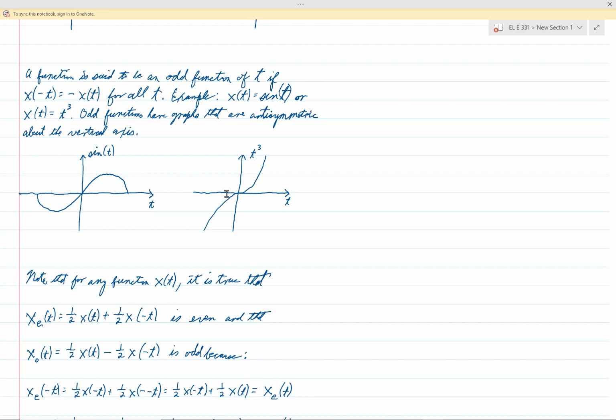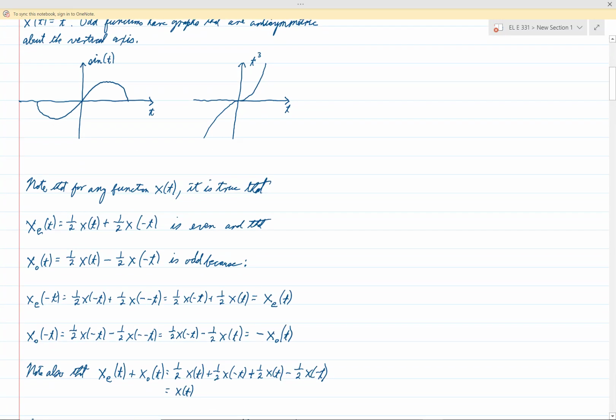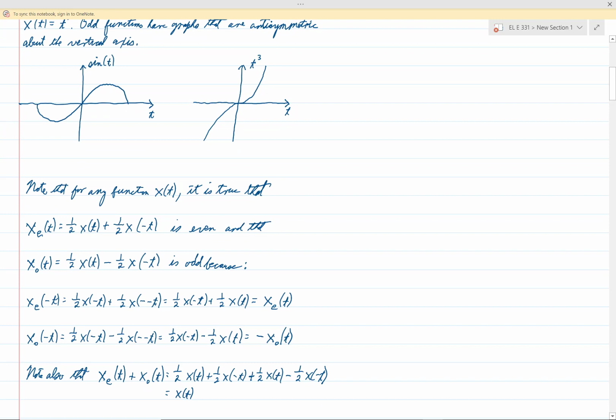Now, an interesting thing is that most functions that we encounter are neither even nor odd. But there is something interesting that you can do with any function. Let's say that x of t now is any function, and it's not necessarily even or odd, it's just an arbitrary function. Well, if we define a function x sub e of t, which is equal to 1/2 x of t plus 1/2 x of negative t, that is even. Can you see that it's even?